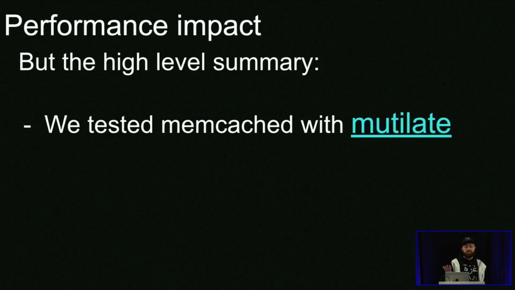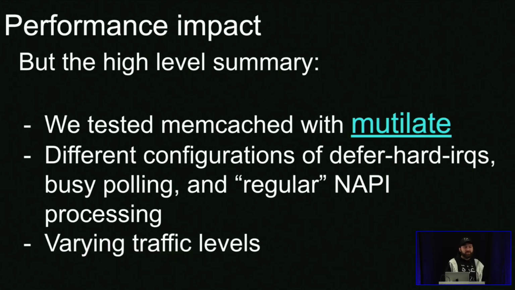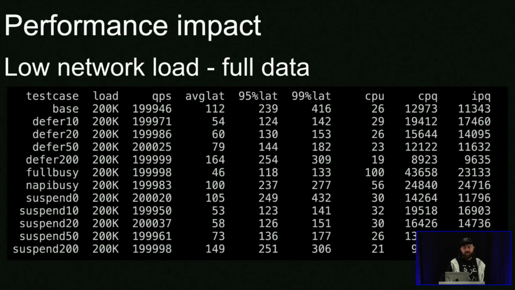But the high-level summary is that we tested memcached because it already supported epoll and SO incoming NAPI ID, and we used a memcached benchmarking tool called Mutilate from the folks at Facebook, and Mutilate simulates a Facebook workload against memcached. And we tested different configurations, like I was just mentioning, of defer hard IRQs, of traditional busy polling, of regular NAPI processing, and lots of different scenarios in between. And we tested each of these different scenarios with varying traffic levels. So there's a huge amount of data in the cover letter.